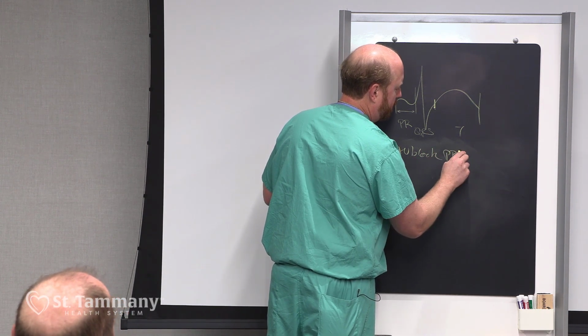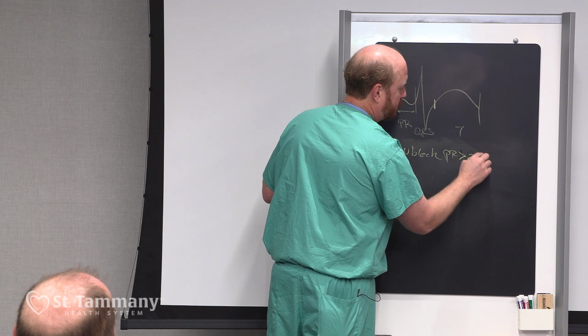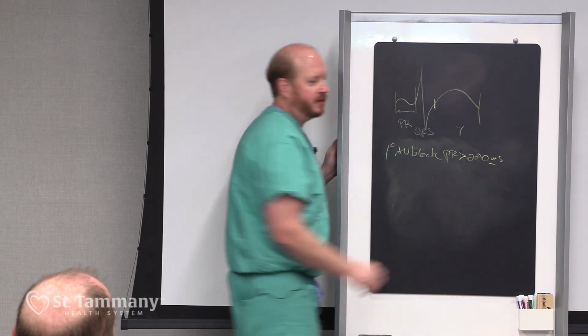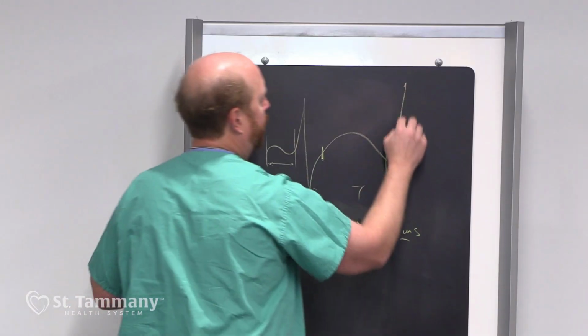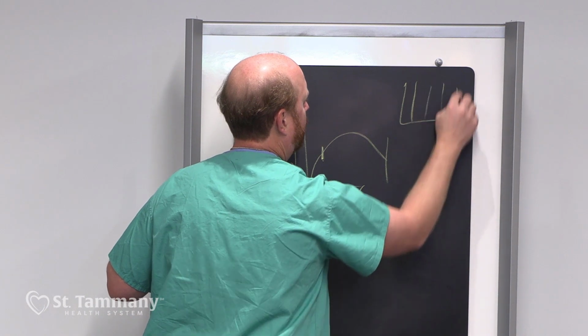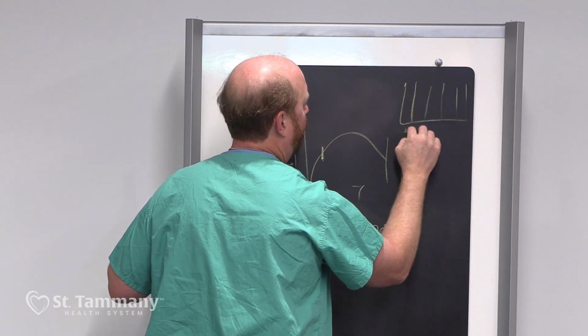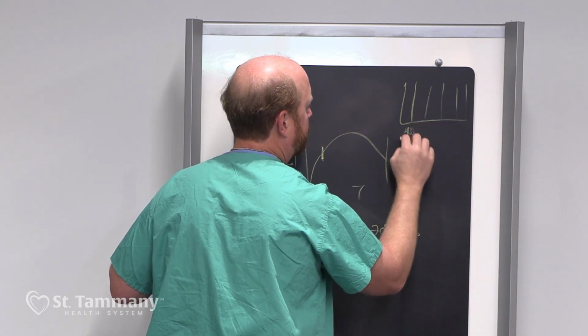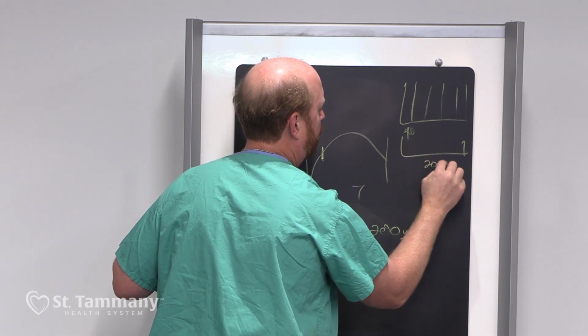PR interval greater than what? So 200 milliseconds. That's the other thing on the EKG. Let's just review very quickly. So these are 40 milliseconds each, so 200 milliseconds per big block.